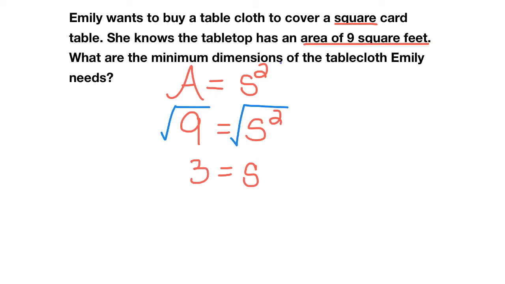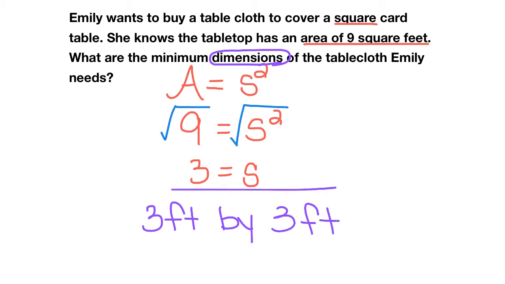But the question asked for the dimensions. When we're asked for dimensions, we need to be specific to length and width. So we would say 3 feet by 3 feet. This is the minimum dimensions of the tablecloth Emily needs.